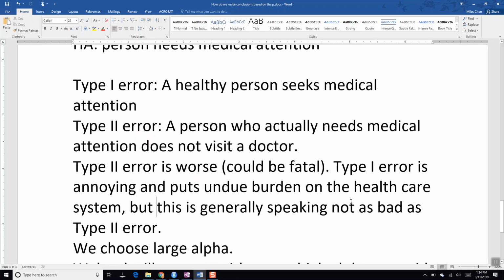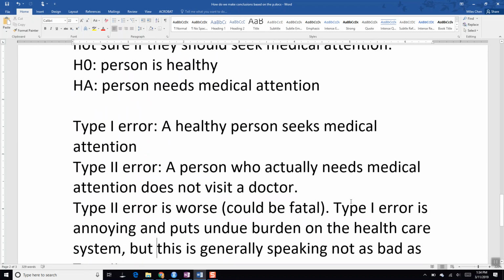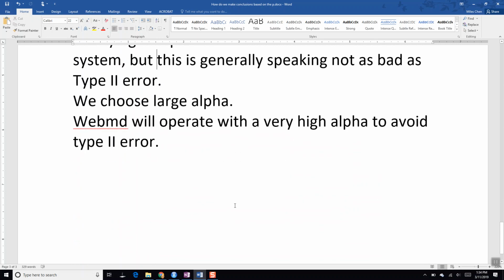Although, if you operate with too high of an alpha, then operating with too high of an alpha can psychologically cause your alpha to become 0, okay? If that makes sense, right?